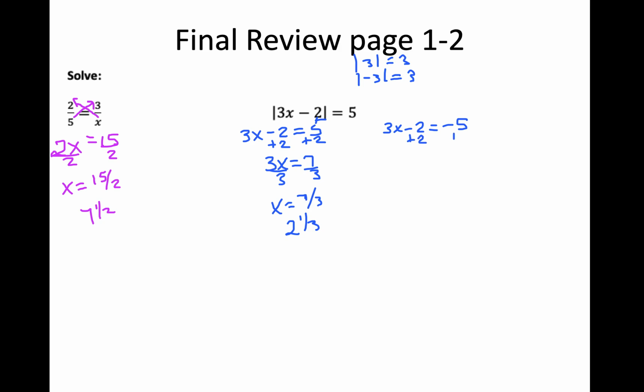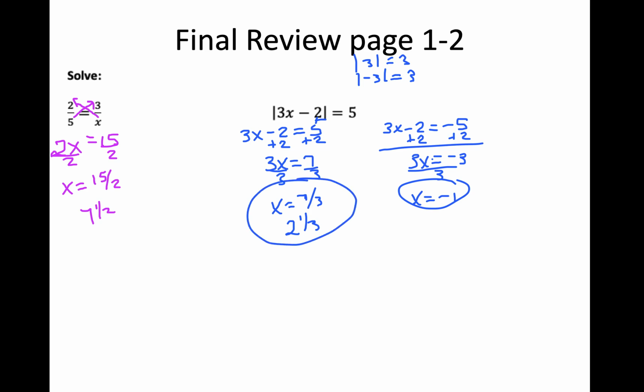This one, we would add 2. We get 3x is equal to negative 3. Divide by 3, and we get x to be negative 1. So there would be your 2 answers. So each absolute value should have 2 answers.